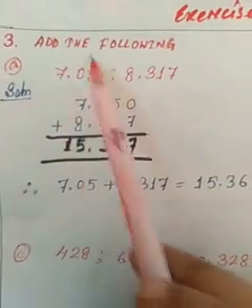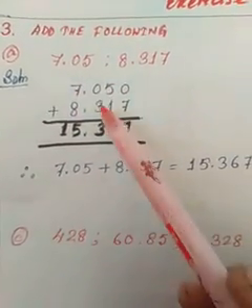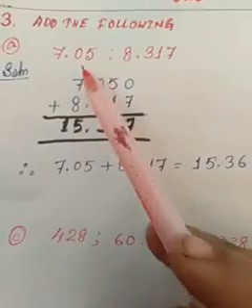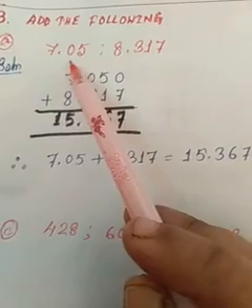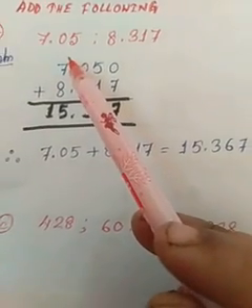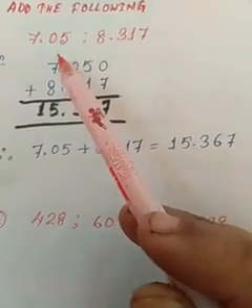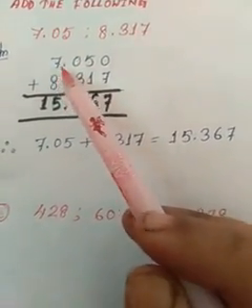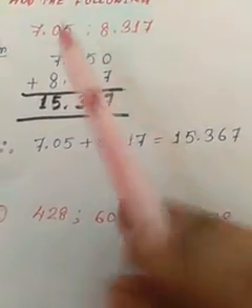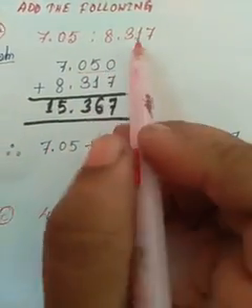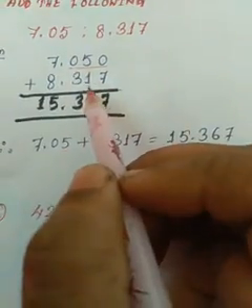So at first we will make it in column form. We'll arrange 7.05 here. There you can see it has 3 decimal places. Here it is 2 decimal places. So before adding we'll convert the given numbers into like decimal places. So 7.050, if we give one more 0, then it has 3 decimal places. Here also it has 3 decimal places, so we can add it now easily.